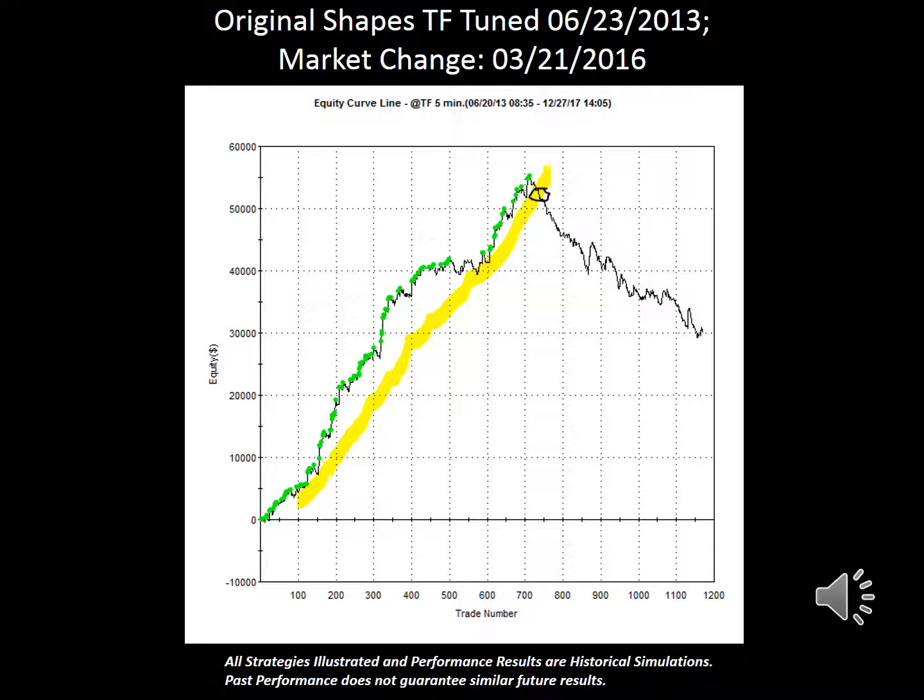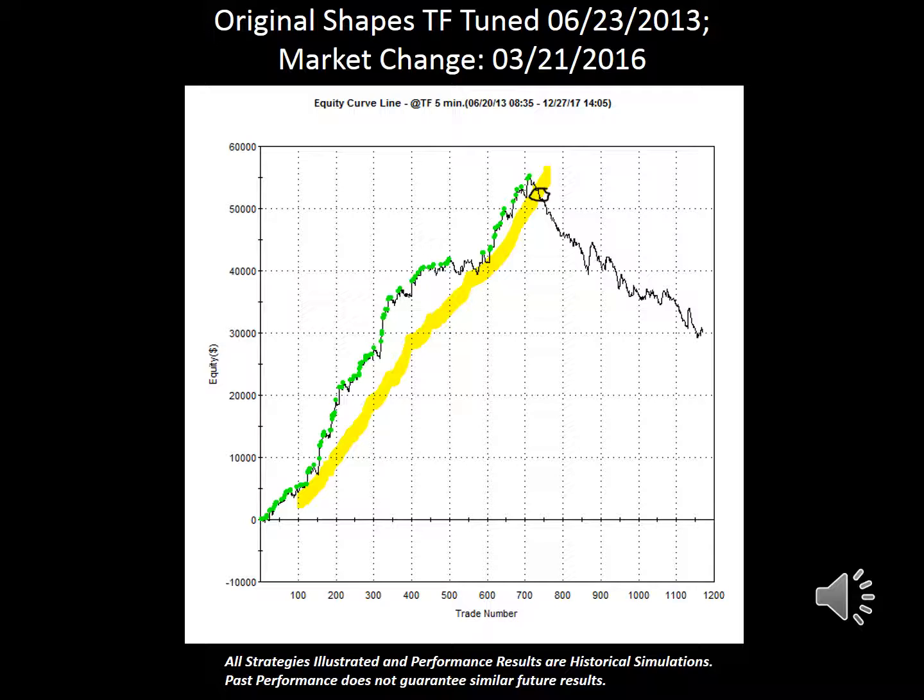This was shapes, and it was optimized on the big Russell at the ICE, and it was done on June 23rd of 2013. And this is up to the minute up through yesterday. And you can see that on March 21st of 2016, right about when Trump started running actually, the system stopped working. And it's been straight downhill since then.